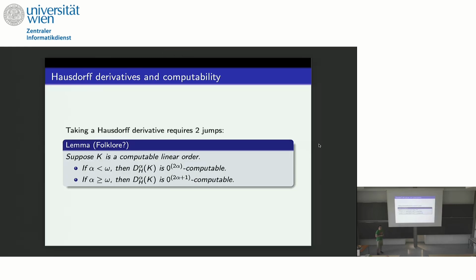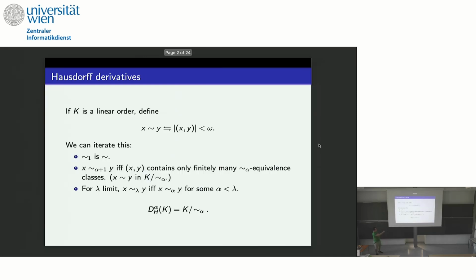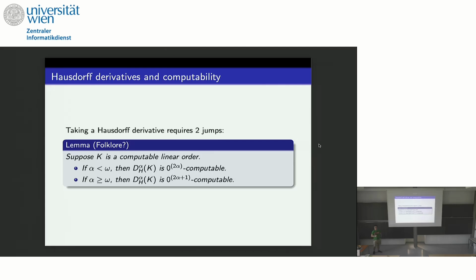Regarding the computability of this, it takes 2 jumps to compute the Hausdorff derivative, and this iterates. There's a bit of a difference depending on whether alpha is finite or infinite. If alpha is finite, then computing the alpha derivative takes 2 alpha many jumps. If alpha is infinite, then it takes 2 alpha plus 1. And the reason is this sum over alpha, that's a quantifier. That extra quantifier right there is the plus 1.